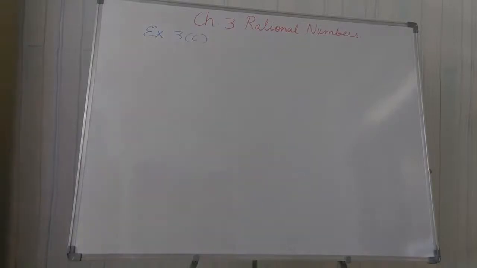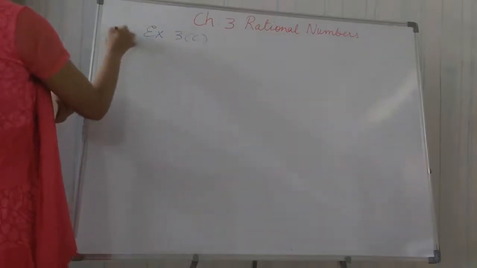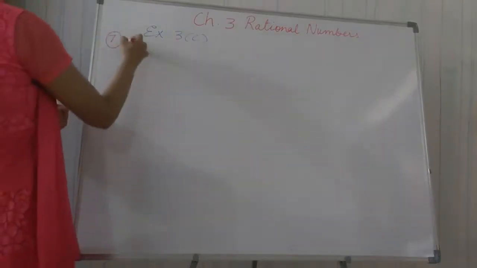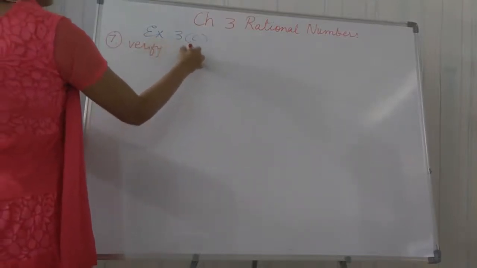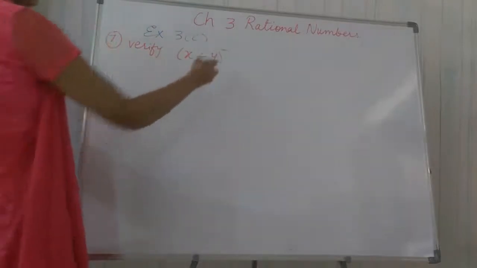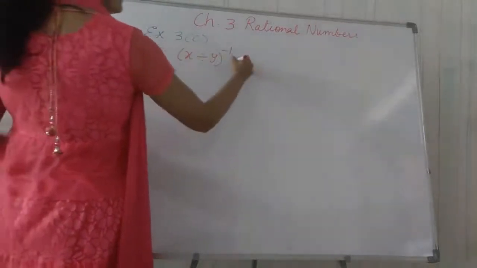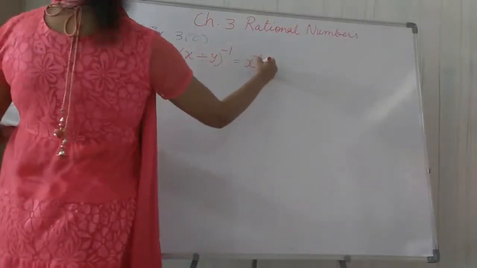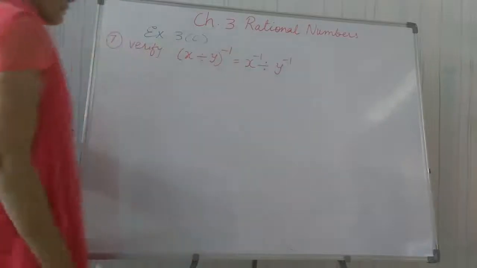Now let us start question number 7. That is a verify type of question. So here question 7 is verify. What we want to verify here is x divided by y whole inverse, or you can take power minus 1. So x raised to minus 1 divided by y raised to minus 1.